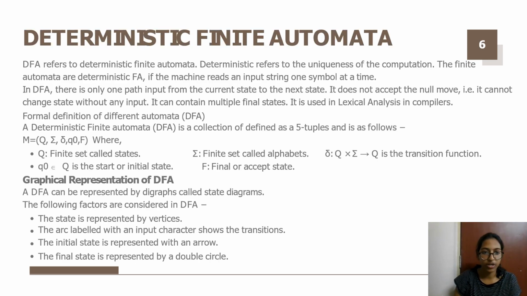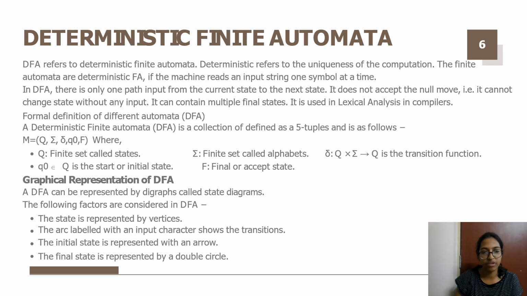Deterministic finite automata. DFA refers to deterministic finite automata. Deterministic refers to the uniqueness of the computation. The finite automata are deterministic FA if the machine reads an input string one symbol at a time. In DFA, there is only one path from the current state to the next state for an input. It does not accept the null move, that is, it cannot change the state without any input. It can contain multiple finite states. It is used in lexical analysis in compilers.